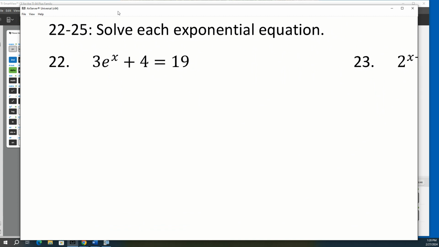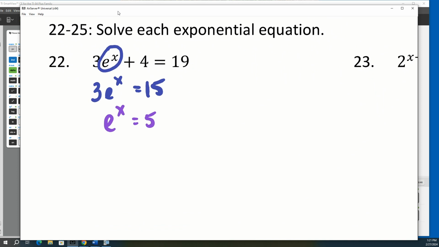So what we want to do is get the exponential expression alone. So on number 22, the exponential expression is e to the x. So what would you guys do first? Subtract that 4 on both sides. Yes. All right, then what would you do? You divide by 3. Yes. Okay, so that's the first step, to isolate that exponential expression.